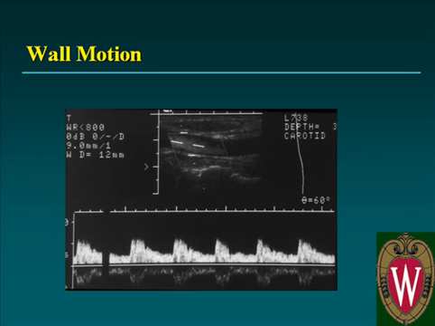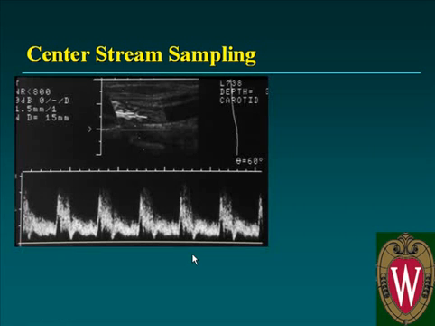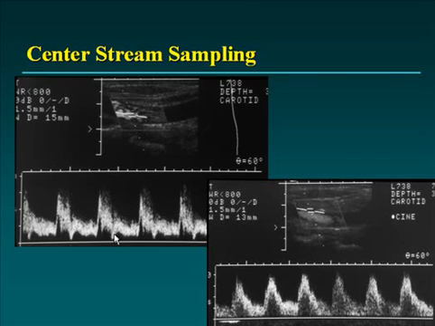Here's an example of wall motion. You can see that my range gate is opened up widely to encompass both the center stream and the periphery of the vessel, as well as the wall itself, and you can see a lot of spectral broadening here. If you sample outside the center stream, here's center stream sampling, you do have an acoustic or spectral window. If you sample closer to the wall, you'll get the spectral broadening phenomenon.